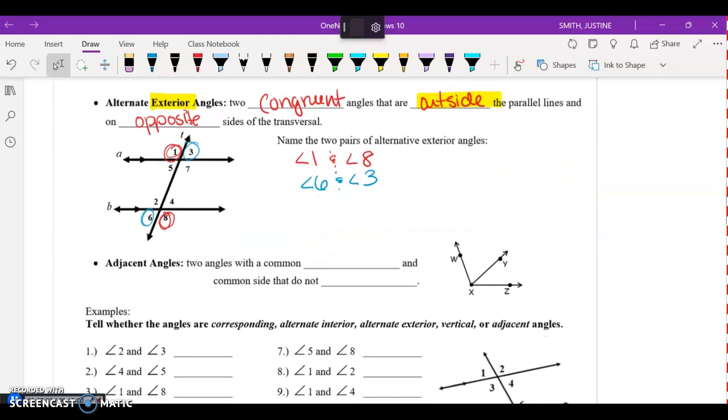All right, the last thing that we're going to look at today is adjacent angles. Adjacent just means that they're next to each other. So two angles that have a common side. Oh, sorry, common vertex, because it already says common side here. So they have a common vertex and a common side, but they don't overlap.